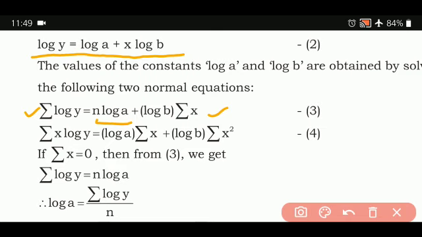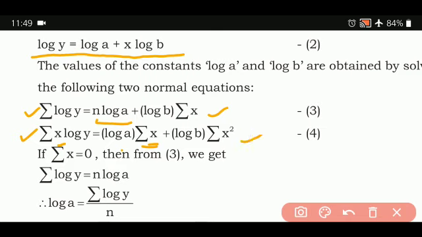Here we want two normal equations because there are two constants. So for the next normal equation, from this same equation, the first one, you are going to prefix x, that is summation x log y. Log a will be the same as it is, and n will change to summation x, plus log b will remain as it is, and summation x will become summation x square.